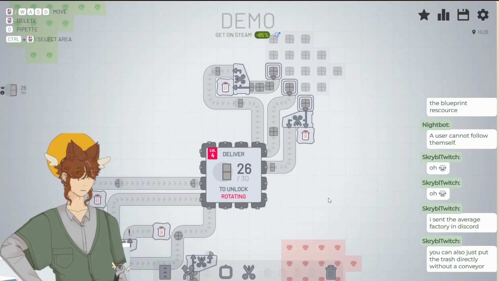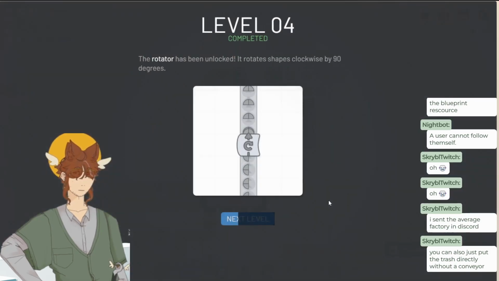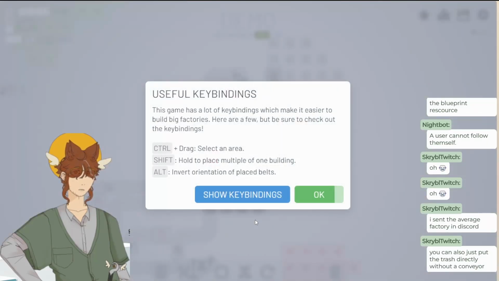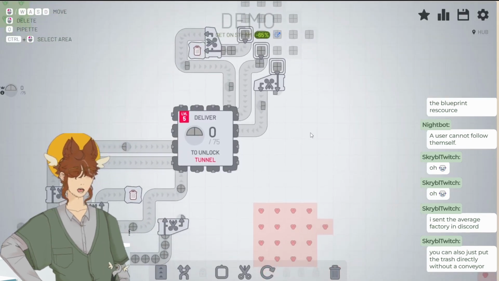That right? Maybe? That's cool. The rotator has been up. Okay, it rotates them. I don't really care about keyboards. I'm too cool for keyboard. I'm kidding.